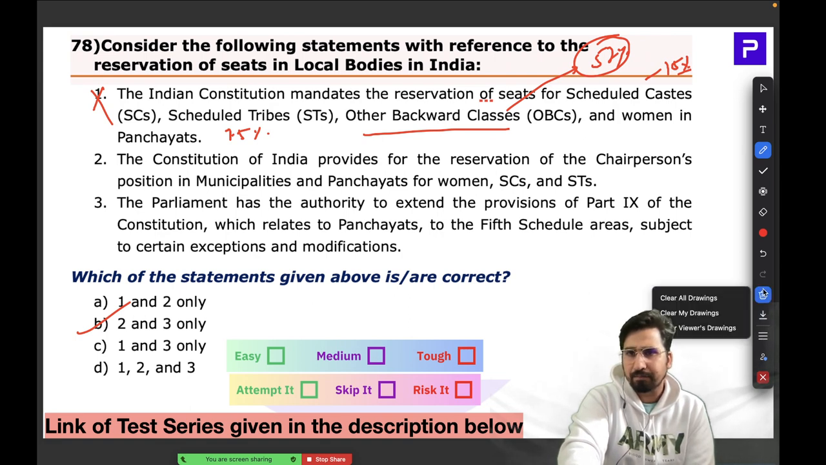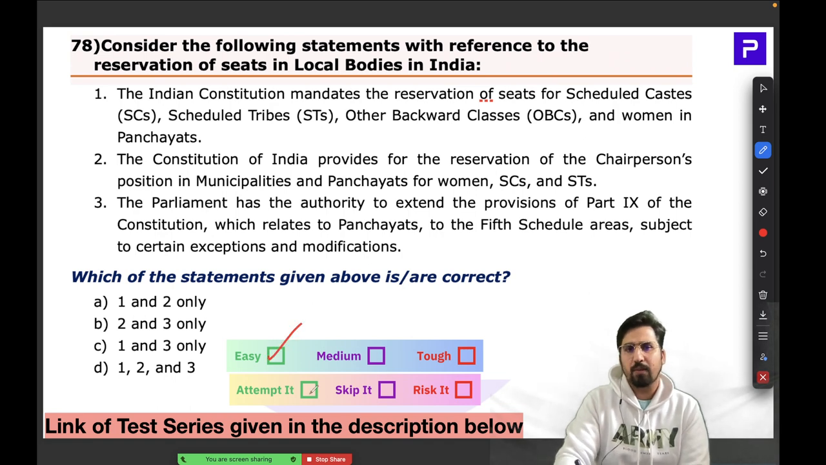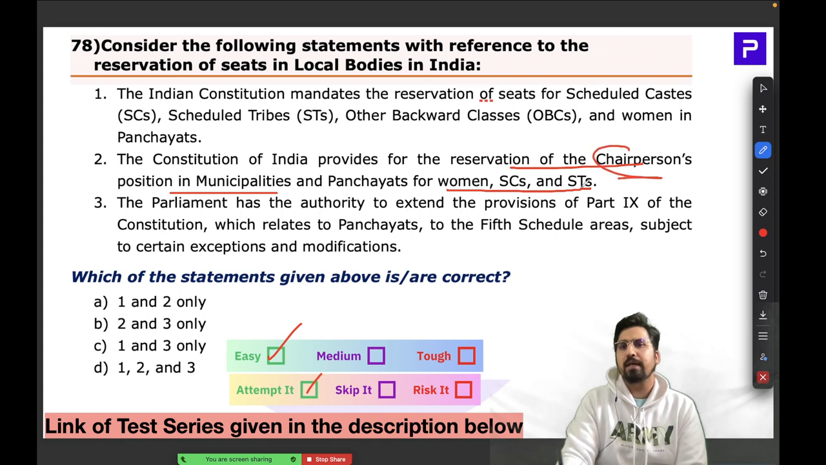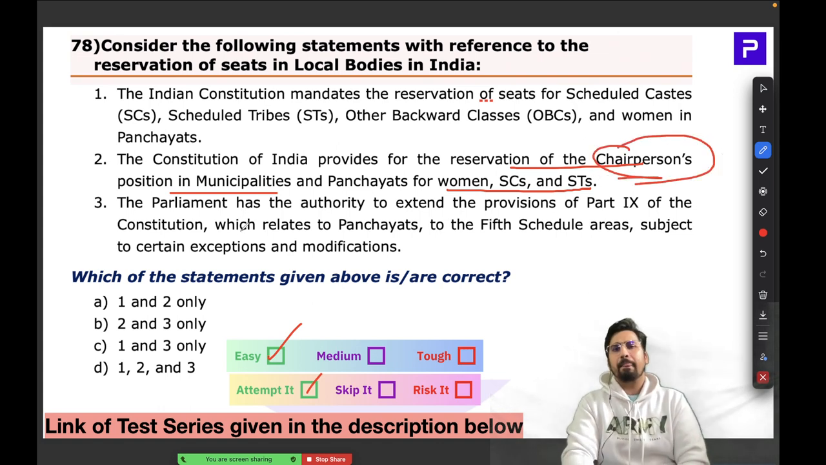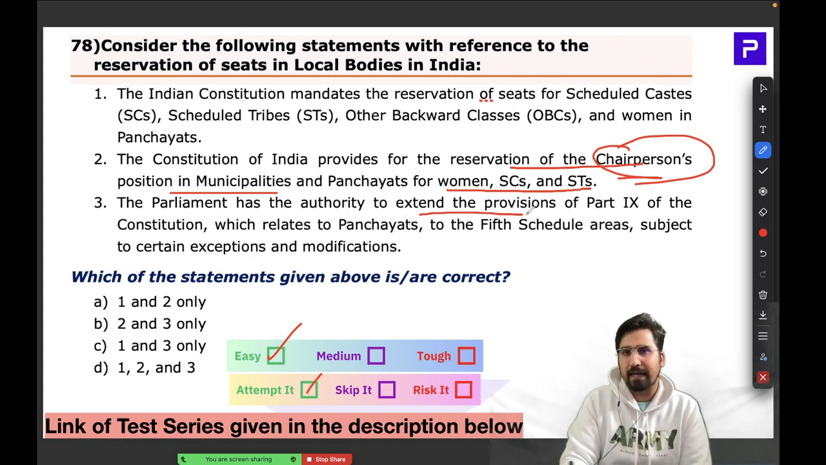Simply you can say that those statements are correct. So I would say this is a very easy one. Attempt it. In the constitution, yes, there is reservation for the chairperson position. Of course, if you are reserving the seats, the women and SC/ST can also be reserved seats for the chairperson. This is very obvious, right? And yes, Parliament has given the authority to extend the provisions of Part 9 to the Panchayats for the 5th schedule and 6th schedule also.